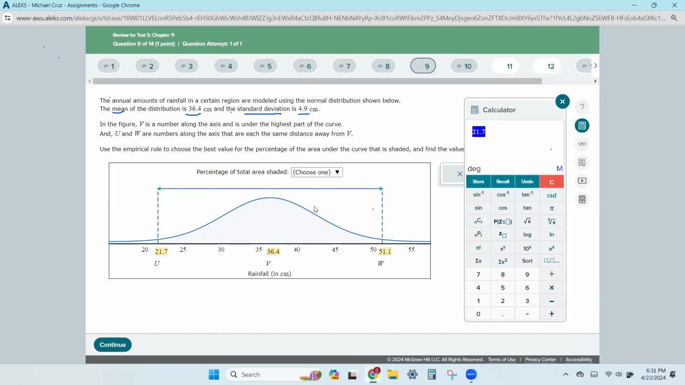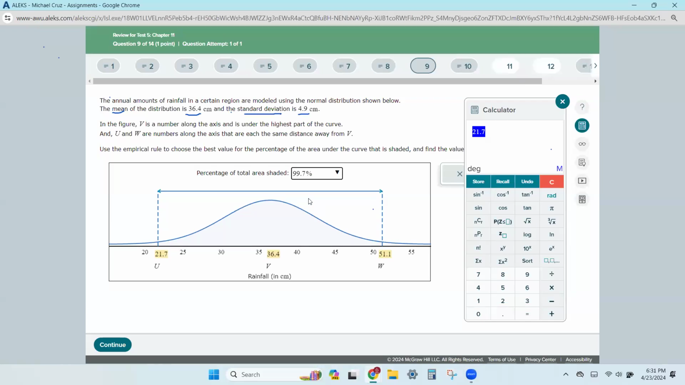So how many hops did we take? 3 standard deviations on either side gives us 99.7. That's the empirical rule. One standard deviation is 68%. 2 standard deviations is 95%. And 3 is 99.7. All right. Any questions about this? We only got one more problem, I think. Maybe 2. But if there's any questions about this one, feel free to ask.